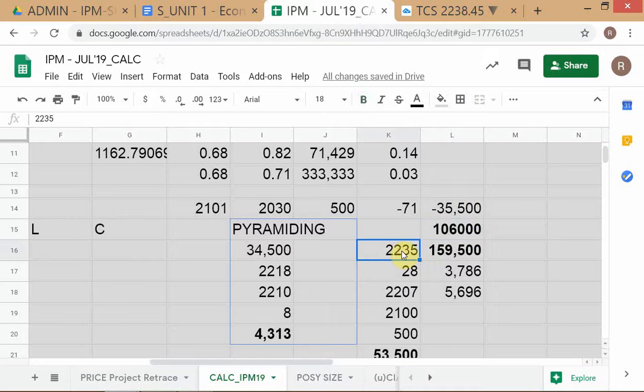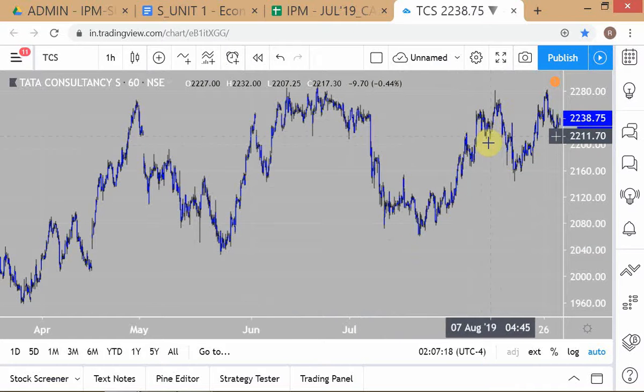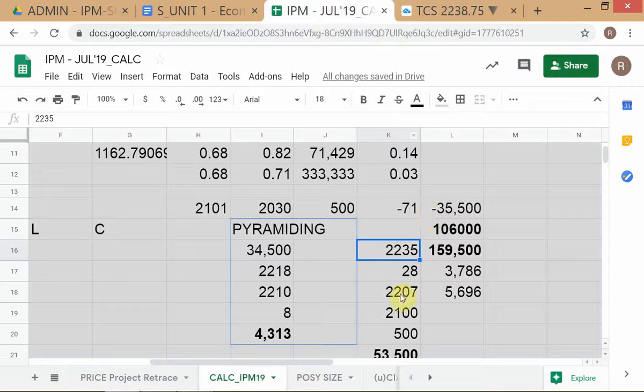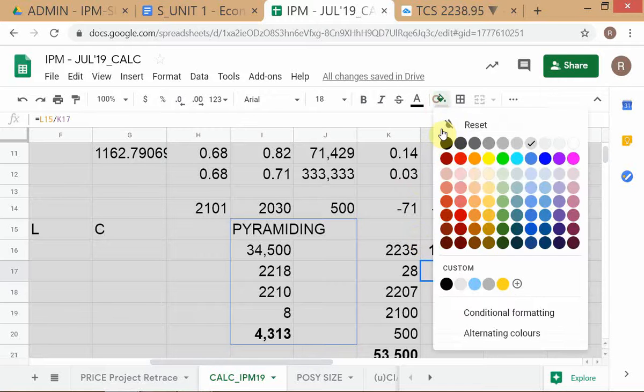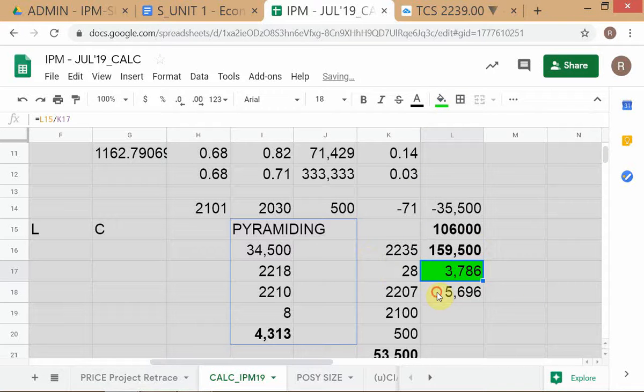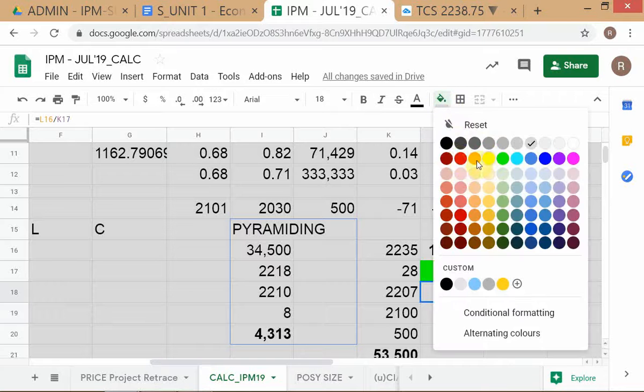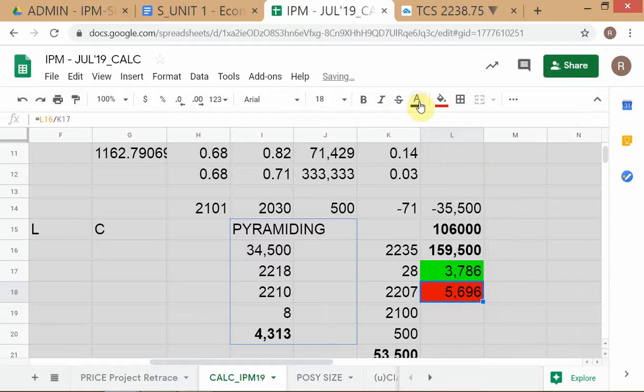So you are planning to enter at 2235, the additional position, and planning to exit at 2207. So 2235 minus 2207 is $28 per share. We are assuming it's not rupees per share but dollars per share. To figure out how many shares you can buy, you divide 106,000 by 28, which gives you 3,786 shares, which is the correct approach. You do not divide 159,500 by 28 and come up with a much larger number of 5,696, which is not the right answer.